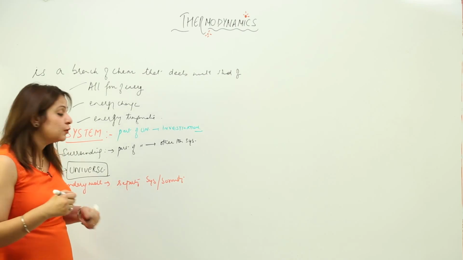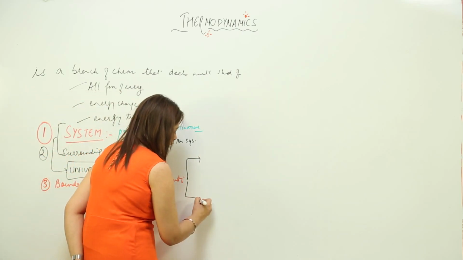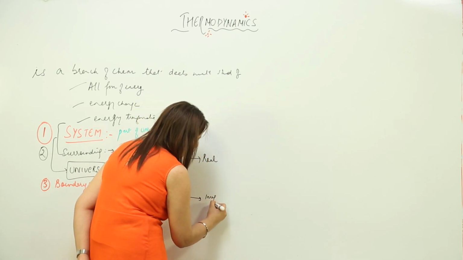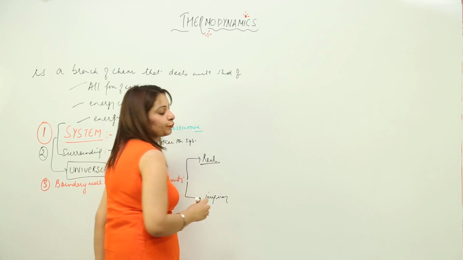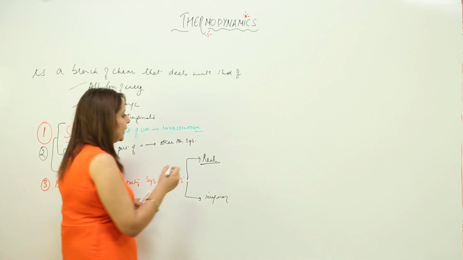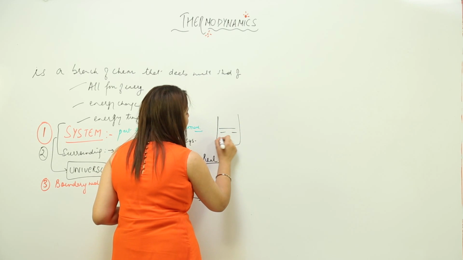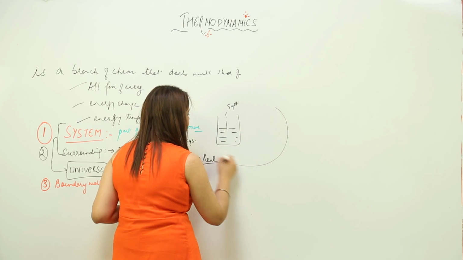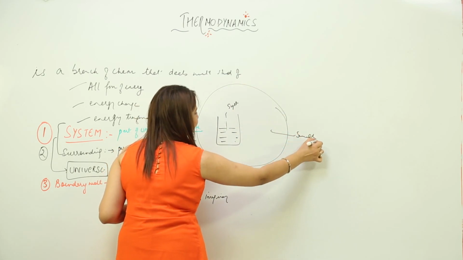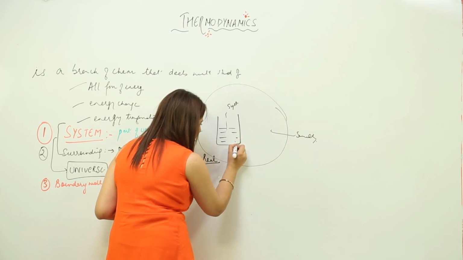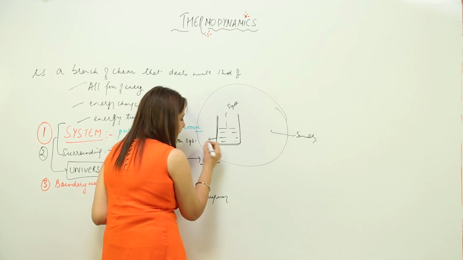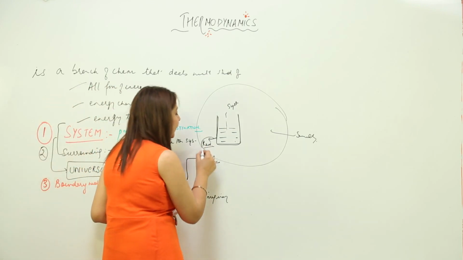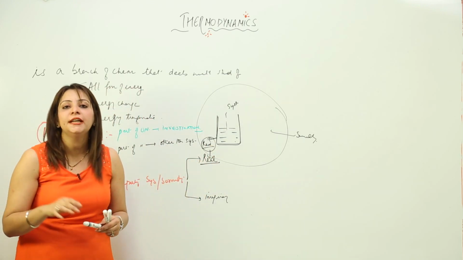So what do we get to see? We get to see different types of boundary wall, like the real boundary wall and the imaginary or virtual boundary wall. Suppose I have a beaker, and in this beaker I have water. This whole beaker is my system, and what is around it is the surrounding. So the outer layer of the beaker is a real boundary, separating the water from the surrounding. It is a real boundary which you can observe with the naked eye.